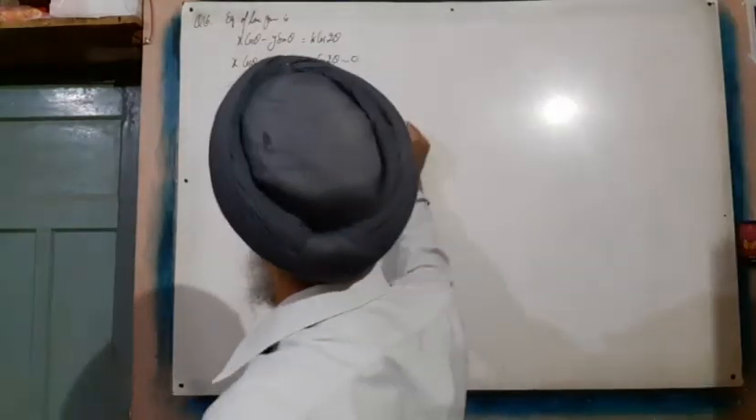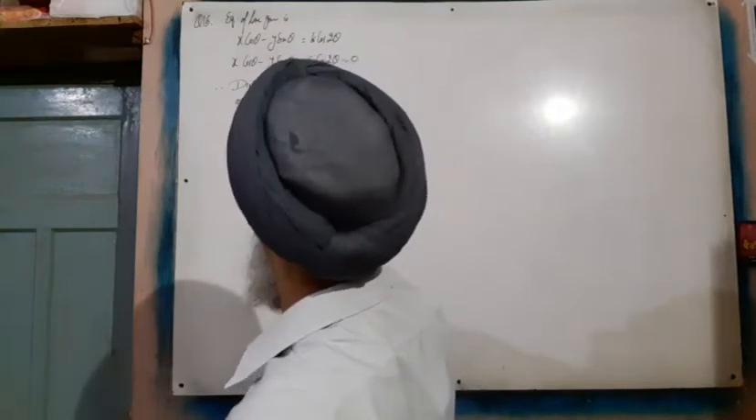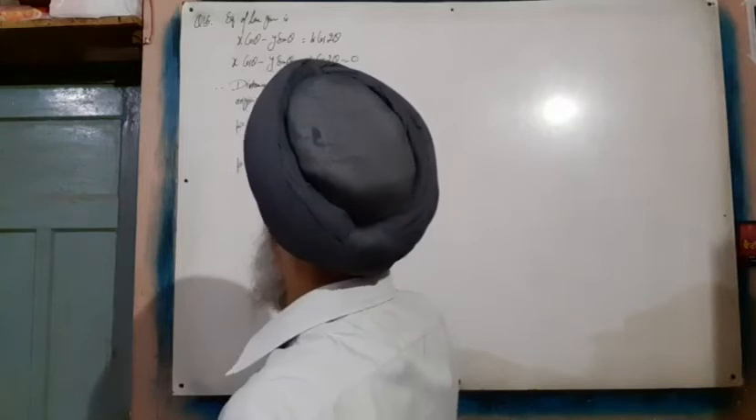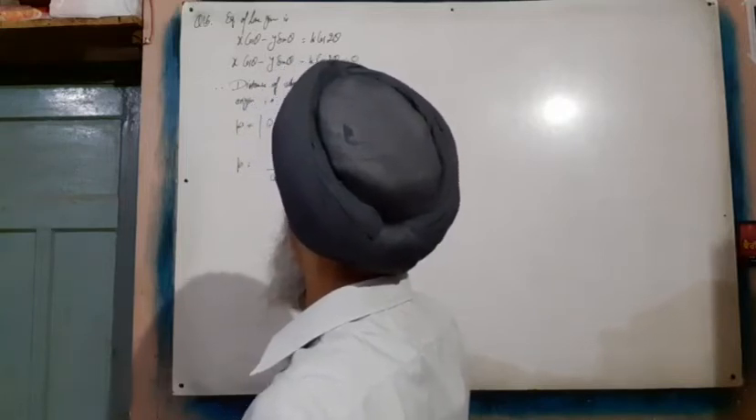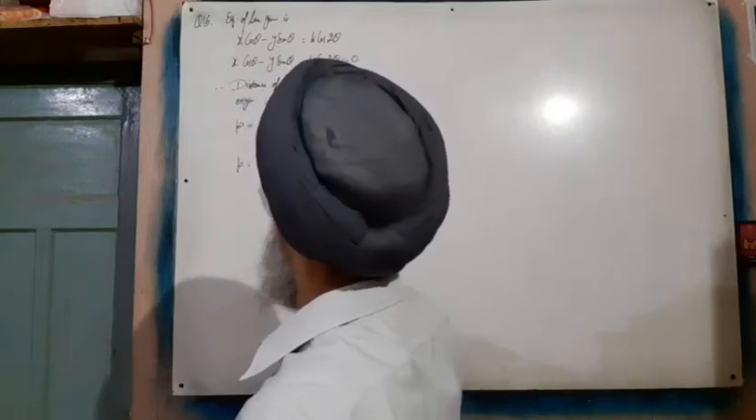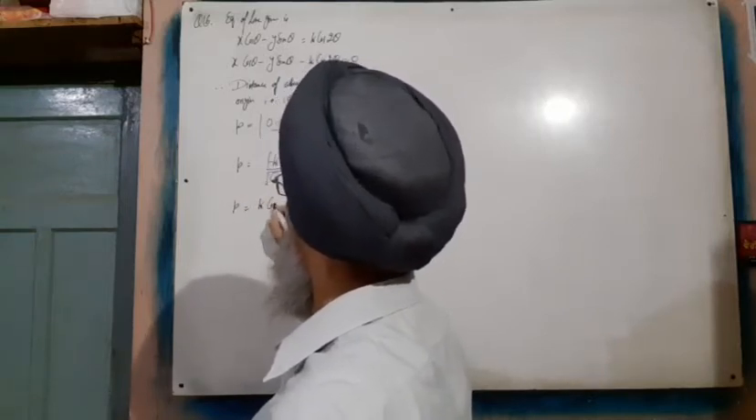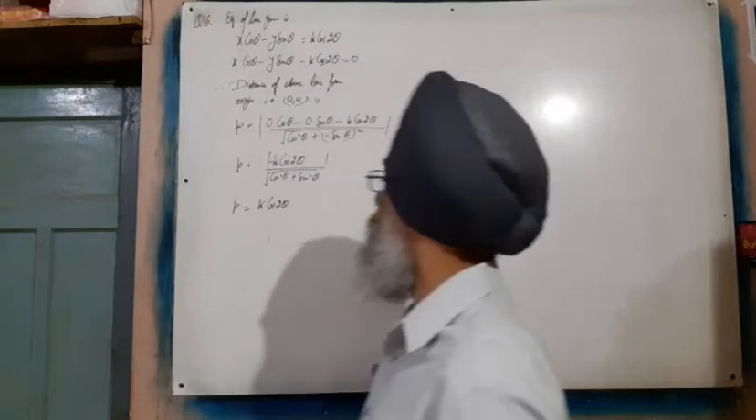In a mod sign, p is equal to k cos 2 theta upon the square root of cos square theta plus sin square theta, that is 1. So p becomes k cos 2 theta upon 1.